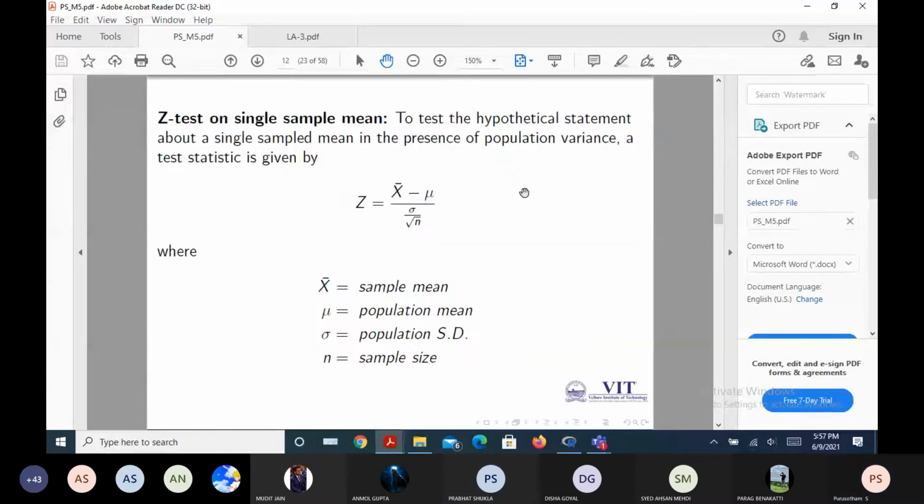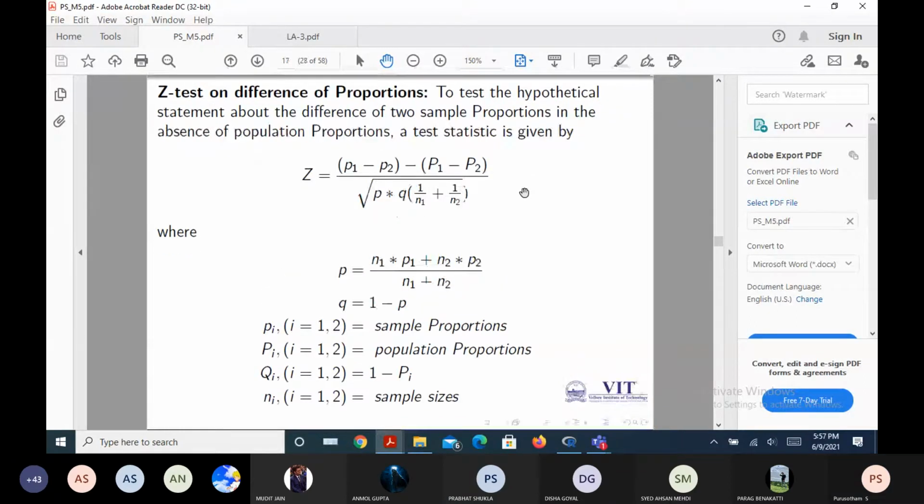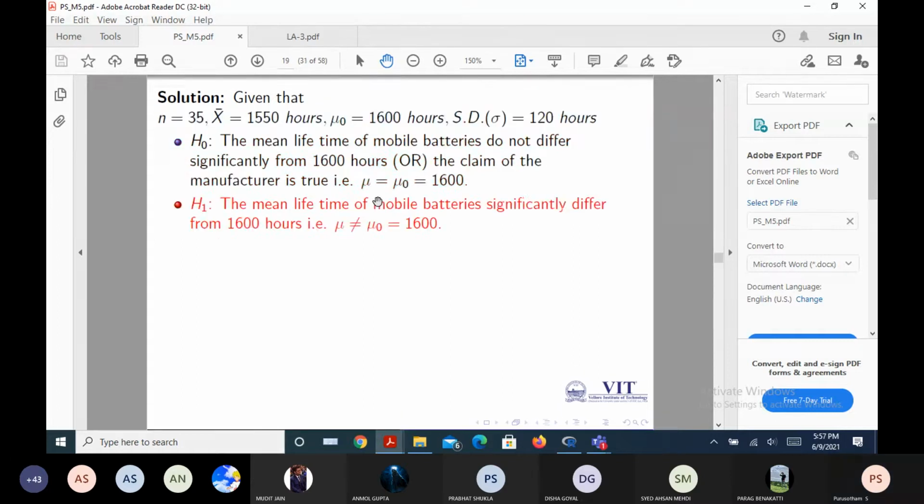So the same thing I am going to write over there. And what is the alternative hypothesis? Mu is not equal to mu naught, right answer. That means the mean lifetime of mobile batteries significantly differs from 1600 hours. That is, mu is not equal to mu naught.